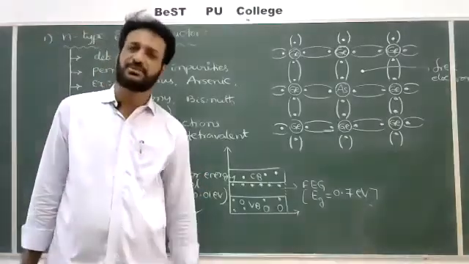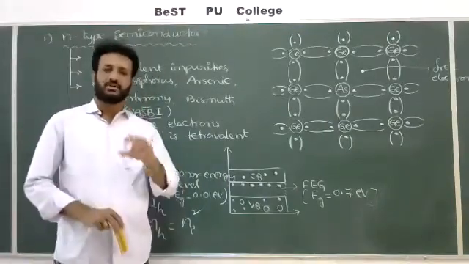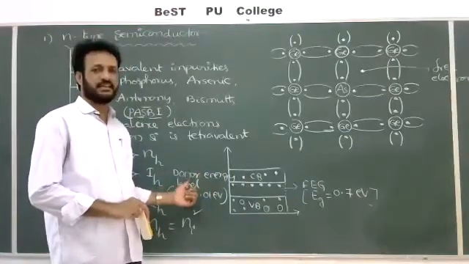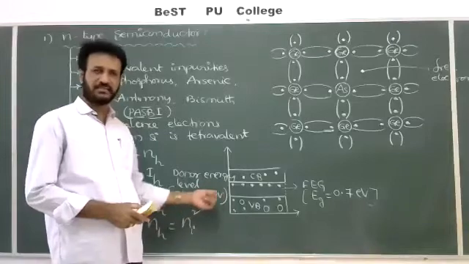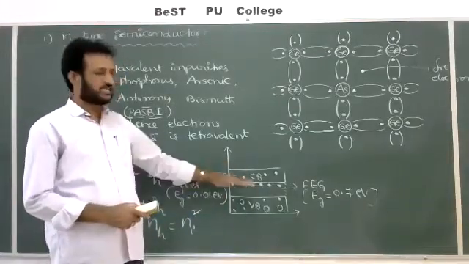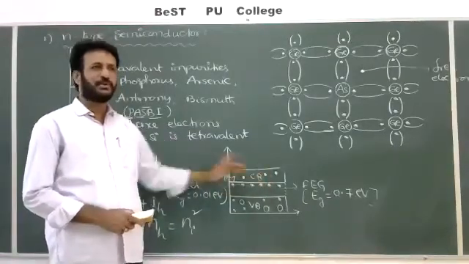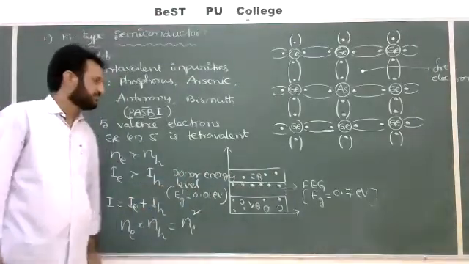In competitive exams, 3 questions are important. What is the position of the donor energy level? Where will it be? That will be asked. Donor energy level: how much is the energy gap? Only 0.01. Where to where is this gap? From the donor energy level to the bottom of the conduction band. This energy gap is only 0.01 electron volt.